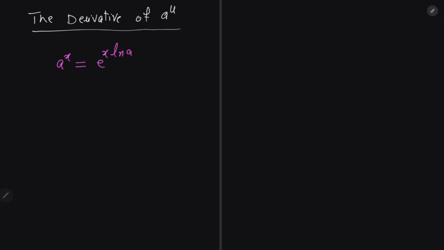The next thing is we want to find the derivative of a raised to the power x, a raised to the power u. We know that a raised to the power x can be written as e raised to the power x natural log of a, as we proved earlier. We differentiate this function: d by dx of a to the x, d by dx of e raised to the power x natural log of a.